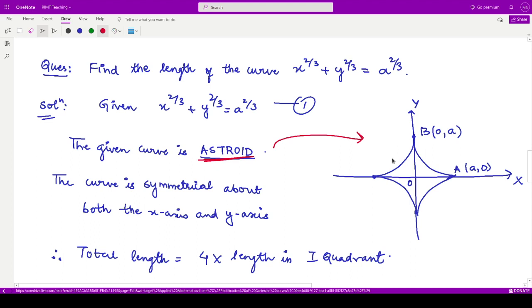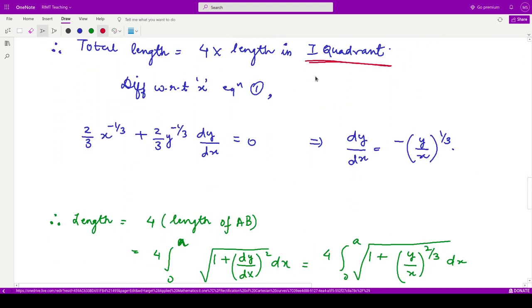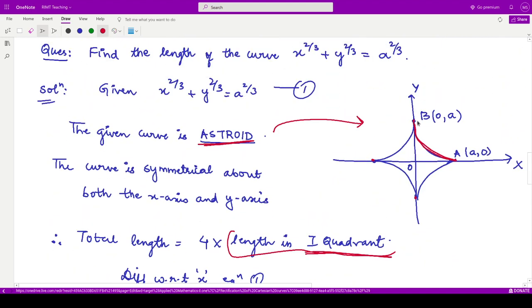So now you see this curve is symmetrical both about the x-axis as well as y-axis. So we have to find the total length of this curve from this point to this point, then to this point, then to this point, and then back to this point. So what we can do instead, we can find this length from this point A to B, and we can multiply it by 4. So the total length would be 4 into the length in the first quadrant. We'll just calculate the length of this curve in the first quadrant, between these 2 points, A to B or from B to A.